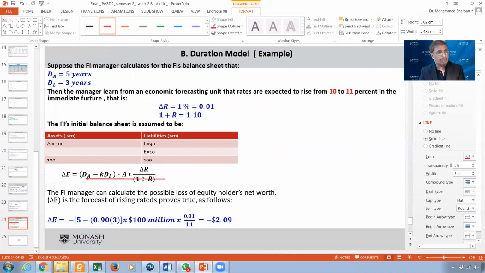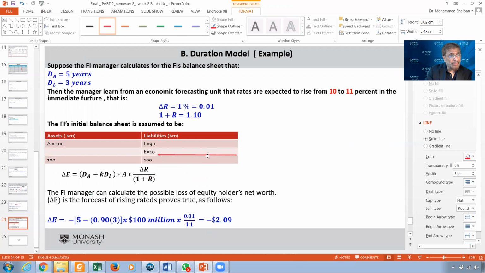The change in equity is duration of asset minus K, where K is the leverage, which means how much is the liabilities to the assets. So here, for example, I have the assets 100, the liability 90, which means the leverage is 90 over 100, okay? Which means liability over assets. So as you can see here now, duration of assets minus the leverage times the duration of liability, times the total assets, times the change of the interest rate over 1 plus the interest rate.